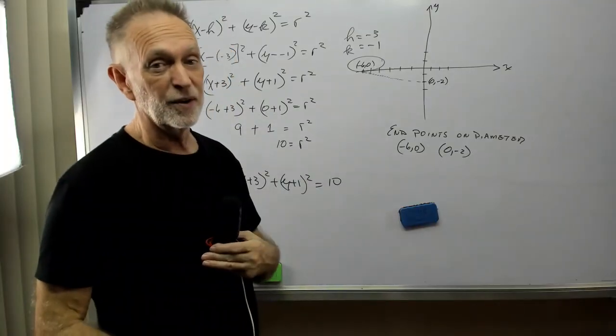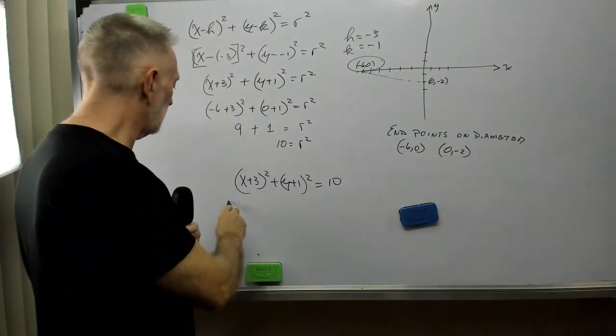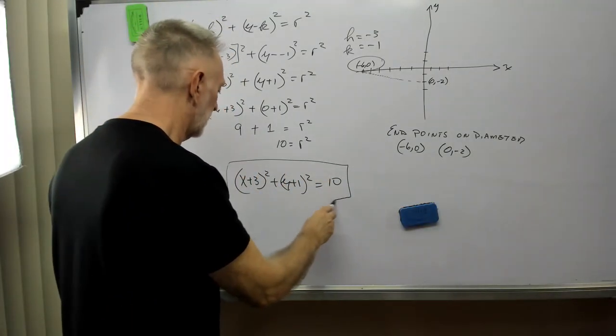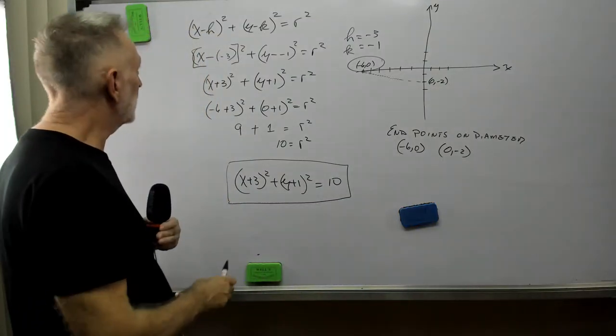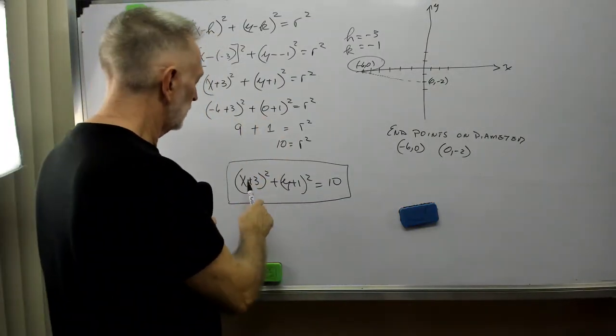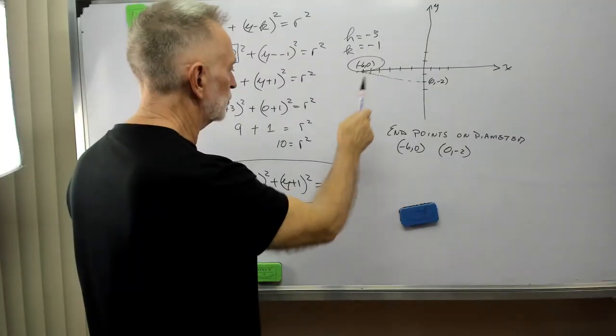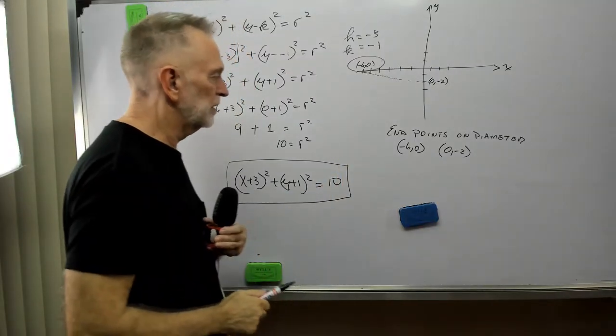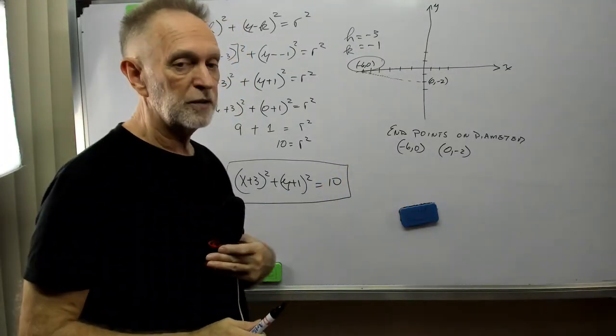So hey, what do you think about that? Pretty simple problem. And that, my friend, is the equation for that circle with endpoints -6, 0 and 0, -2.